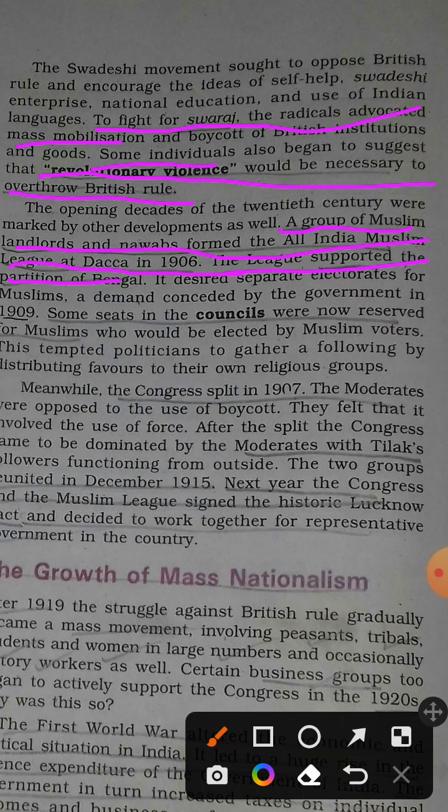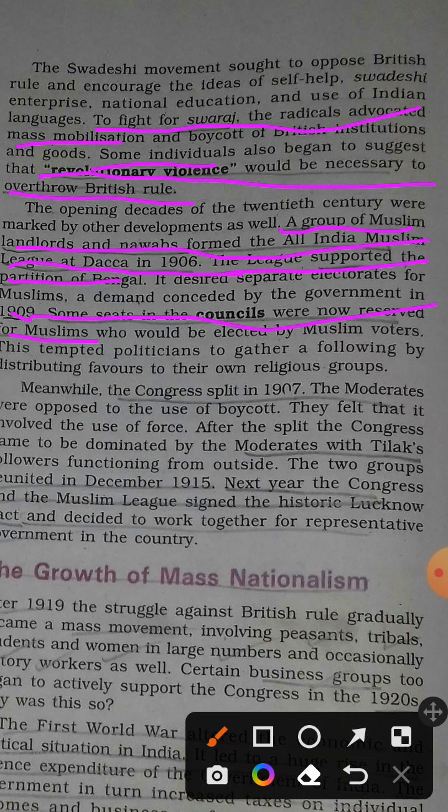It desired separate electorates for Muslims, a demand considered by the government in 1909. Some seats in the council were reserved for Muslims, who would be elected by Muslim voters. This tempted politicians to gather a following by distributing favors to their own religious groups.